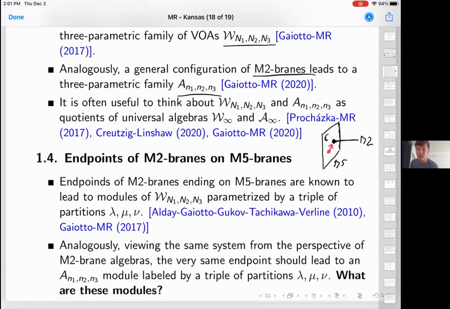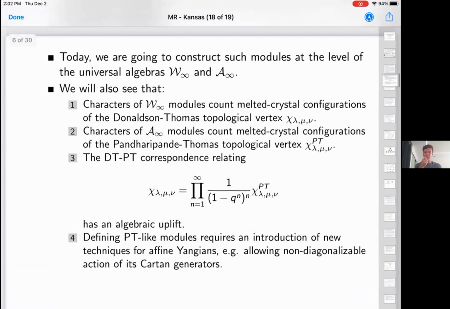Okay. So the question, what are these modules, is one of the main questions we ask in the paper with Davide from last year. And today I'm going to tell you what these modules are at the level of these universal algebras, as I promised. And along the way, we are going to see quite a lot of interesting things. For example, the characters of the W infinity modules turn out to count melted crystal configurations of the Donaldson-Thomas topological vertex. Characters of these A infinity modules count melted crystal configurations of the Pandharipande-Thomas topological vertex. I will introduce both later on. I just want to state briefly the results that we are going to see.